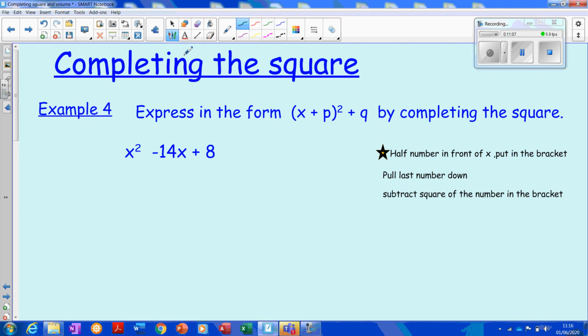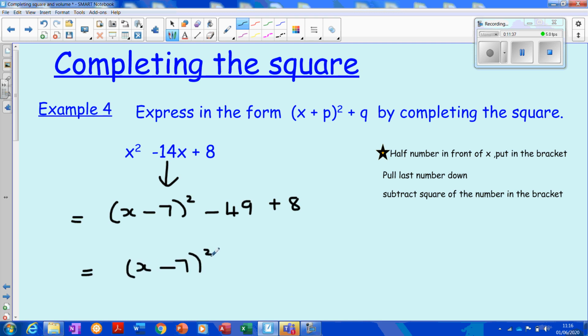Okay, next one, we've got x squared minus 14x plus 8. So half the number in front of x and put it in the bracket. So half the minus 14, and it gives me x minus 7 all squared. Pull the last number down, so leave the plus 8 at the end, and subtract the last number squared. So 7 squared is 49, and we always subtract, so it's minus 49. Okay, last stage, tidy it up, is x minus 7 all squared minus 49 plus 8 is minus 41.